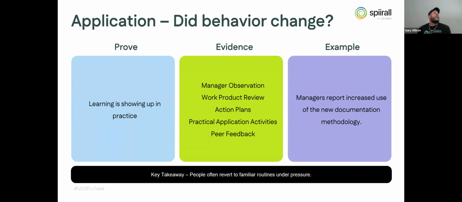Application. We're out to prove that learning is showing up in practice. And we have different types of evidence here. Manager observations, work product reviews. You just rolled out a new methodology and trained on it. But when you're reviewing work products, does it look like the training that just was delivered, or does it look like what people were doing before or what they were already comfortable with?